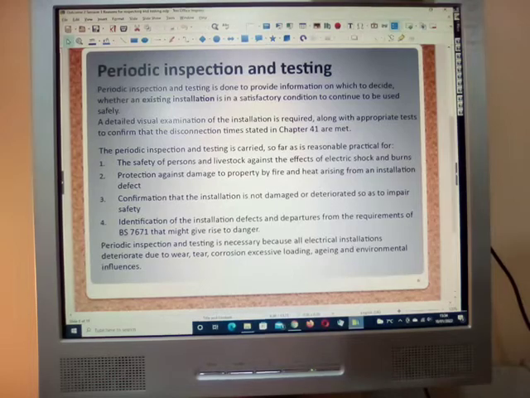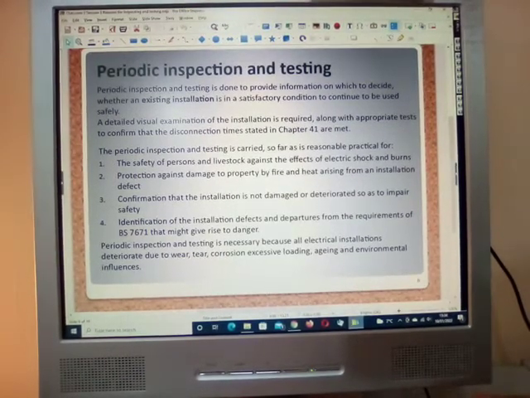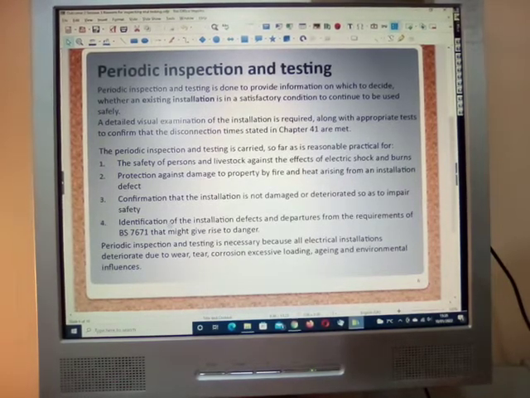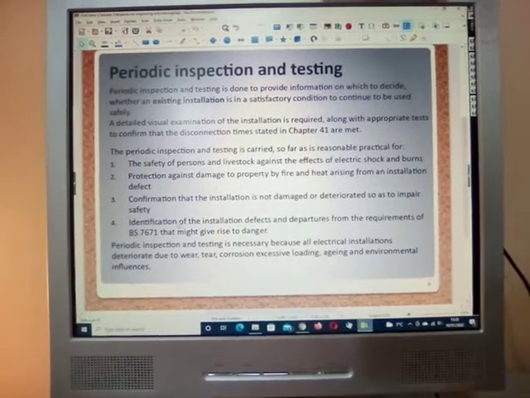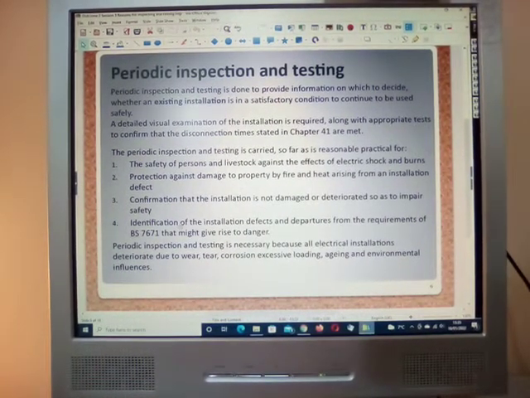Periodic inspection and testing. Now this is for you to read for yourselves. I don't need to do anything on this. You can read this for yourselves and you can pause it to look at it. You need to know this for your own application and for the job that you are going to be doing or be called upon to do.